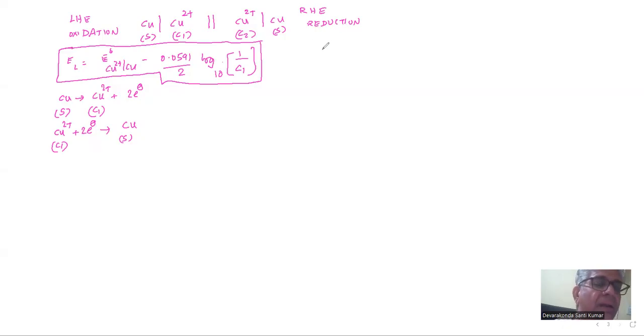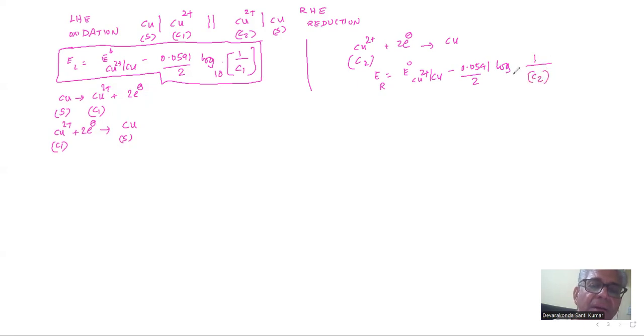And let us come to the right hand electrode. In the right hand electrode, there is a reduction reaction. It's very clear. So this is Cu2+ of C2 plus 2e minus gives rise to Cu. Therefore, E is equal to E0 of Cu2+ bar Cu, and this is the right hand electrode, ER, minus 0.0591 by 2 log, again, 1 by C2 concentration to base 10. So this is the equation for the ER.